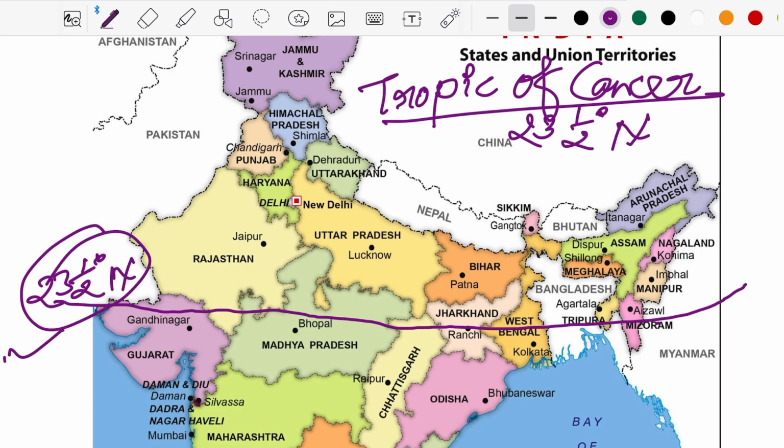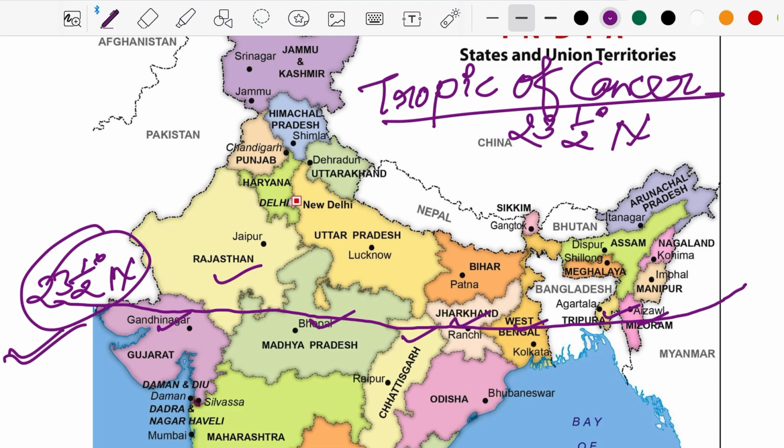Sometimes the question is asked, how many states is it passing through? It is totally 8 states, and we have to understand which 8 states: Gujarat, Rajasthan, Madhya Pradesh, Chhattisgarh, Jharkhand, West Bengal, Tripura and Mizoram. These are the 8 states through which it is passing. So we all have to remember it.